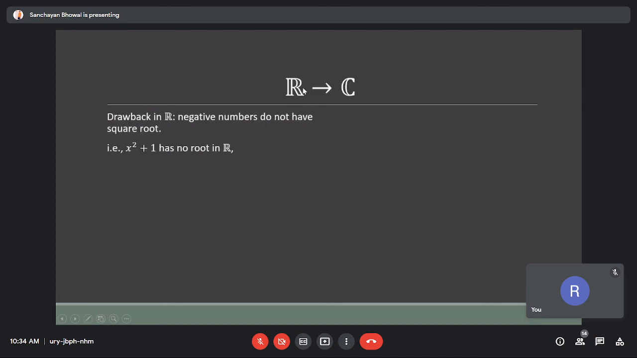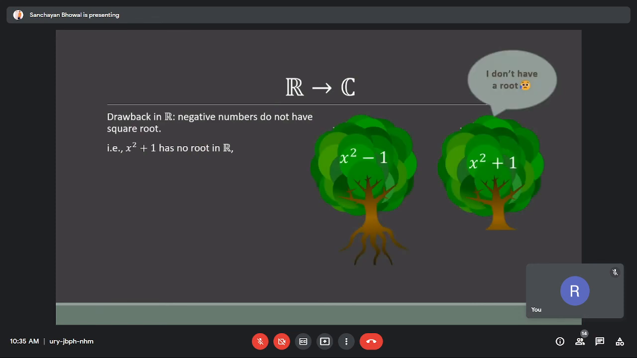Now we were happy with integers. Then came rational numbers. Then came irrational numbers. Then we have real numbers. Now we are still not happy with real numbers. Why? Because negative numbers do not have a square root. That is, x square plus 1 has no root in R. So we need a field or a ring where this has a root. So we consider R[x] mod x square plus 1, that is the quotient ring by the ideal generated by x square plus 1.